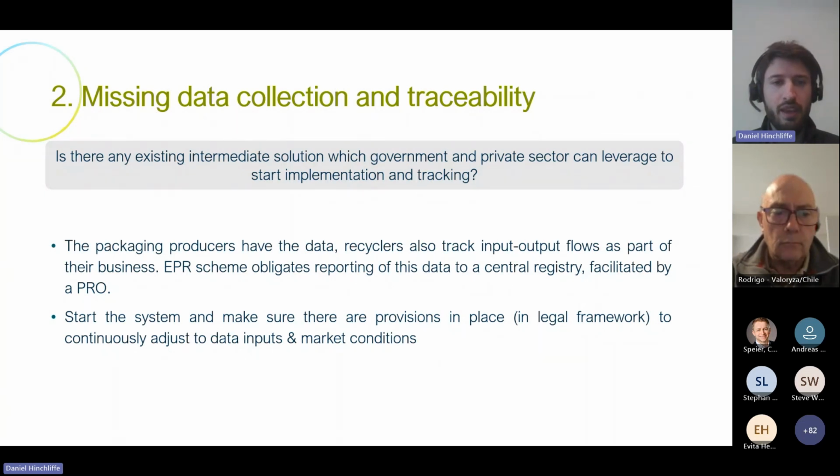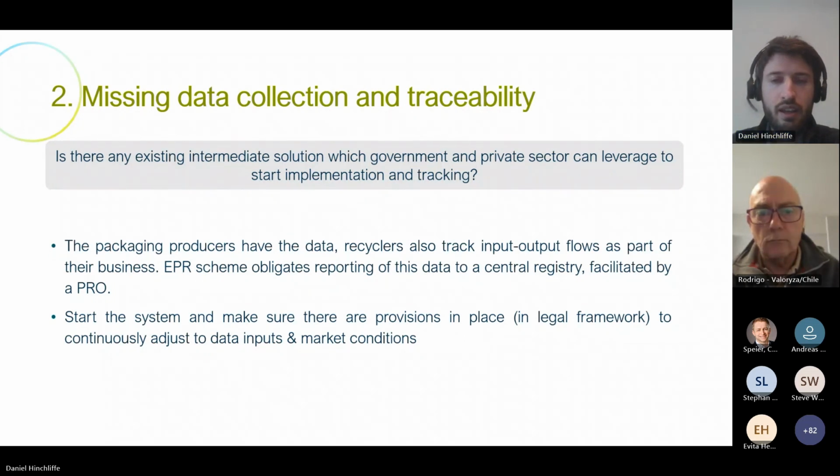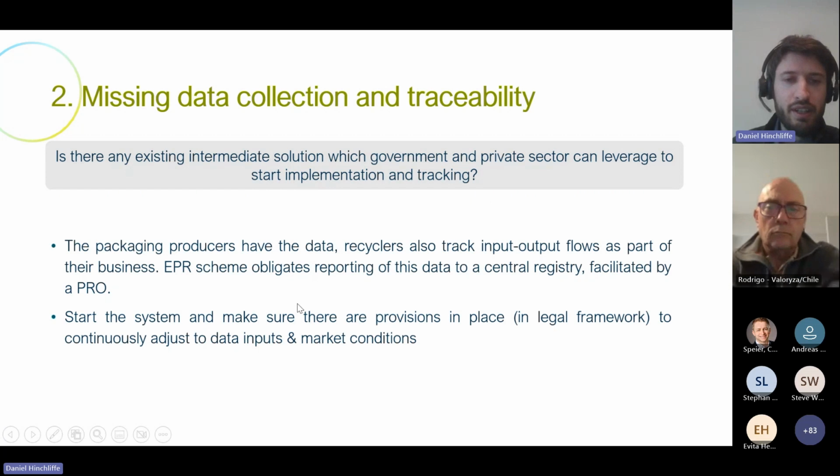So basically, a PRO has this role of generating this data and collecting this and putting it all together. So really, we advocate that you just start the system, and ideally, there are some provisions in place where you can also adjust it as more data comes in and you get a better idea of the market condition. And EPR is not just something you set up and you just leave it. It's something that you actually have to continuously adjust, monitor, and continue to advance year by year as it goes forward.